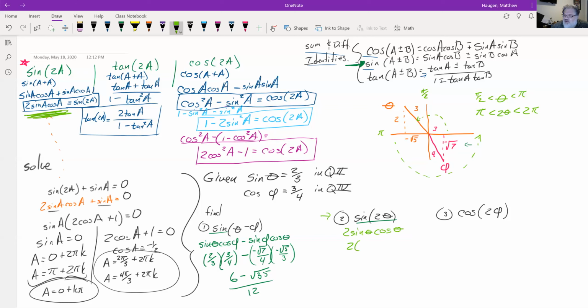2 times the sine of theta, well, we were told the sine of theta is 2/3. The cosine of theta is the negative square root of 5/3. There's where the negative comes from. So we're going to get to what? Negative 4 square root of 5 over 9.